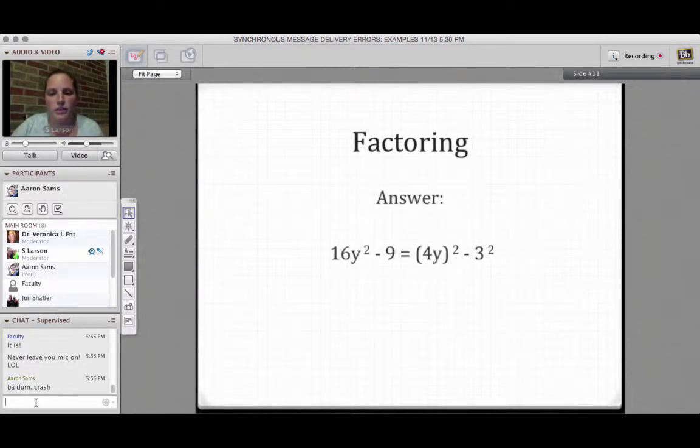So, the answer you should have gotten is 4y squared minus 3 squared.